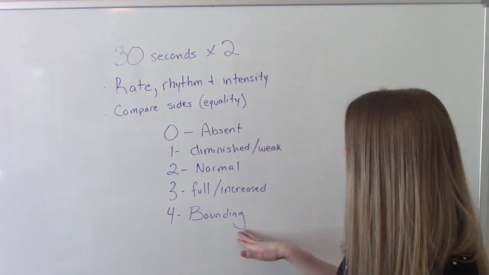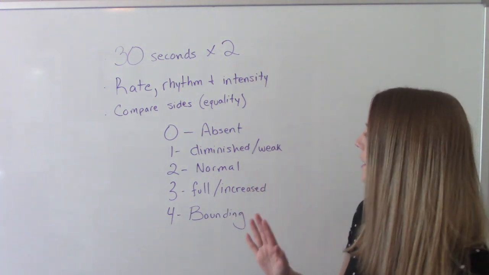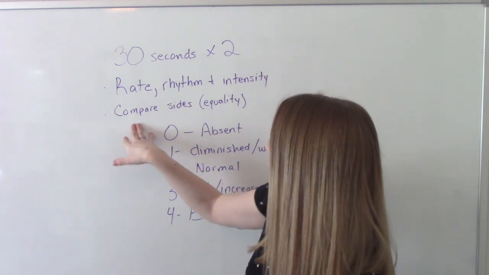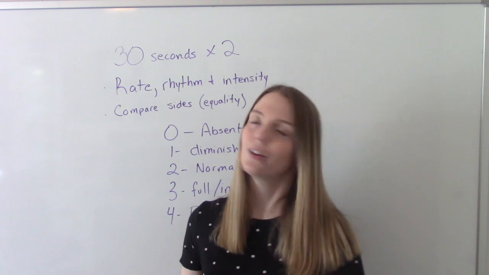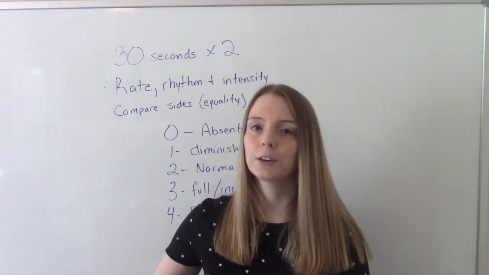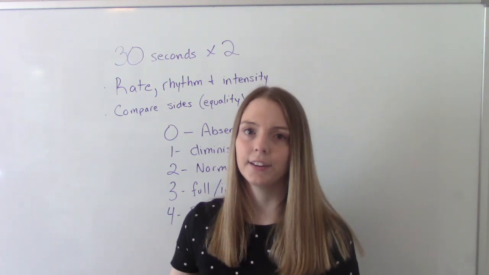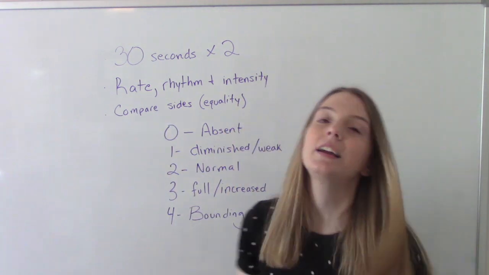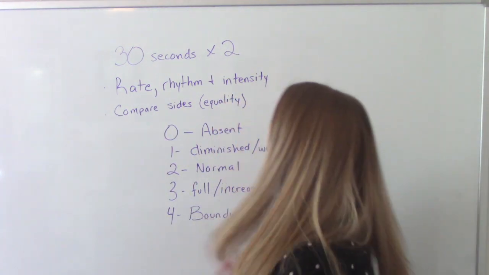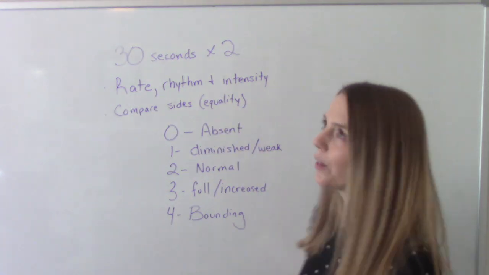So that's the intensity. And then just another little thing, if you have 2 of something, right, we always want to compare sides. So if you're taking somebody's radial pulse on their left hand, you also need to compare it to the radial pulse on the right hand. They should be the same, okay? So if you have 2 of something, compare them. So now that we know all this, now let's actually do it.